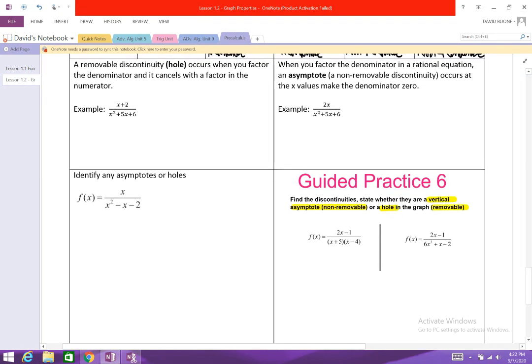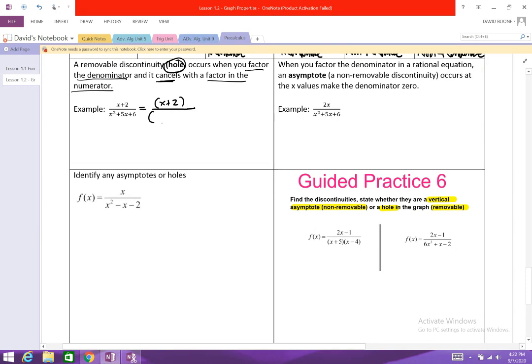So a removable discontinuity, or a hole, occurs when you factor the denominator. So when I factor the denominator, one of those pieces, or for that matter several of the pieces, will cancel with a factor in the numerator. Let me show you what I mean. If I look at this top part, there's not much I can do. That's just x plus 2.